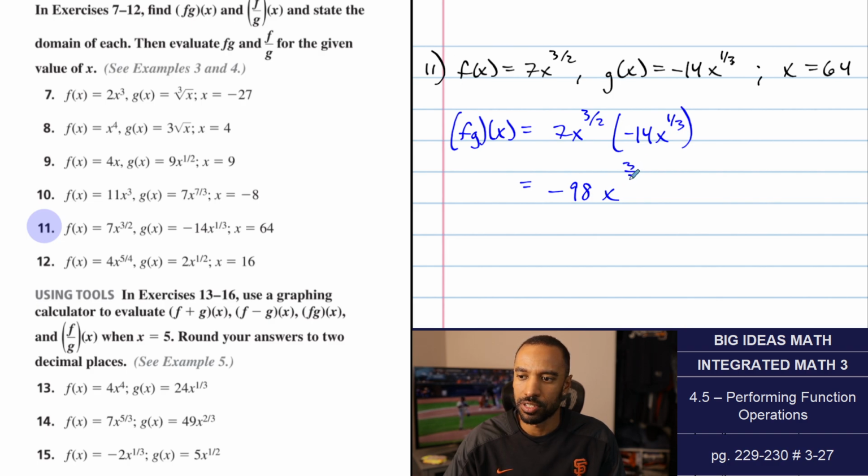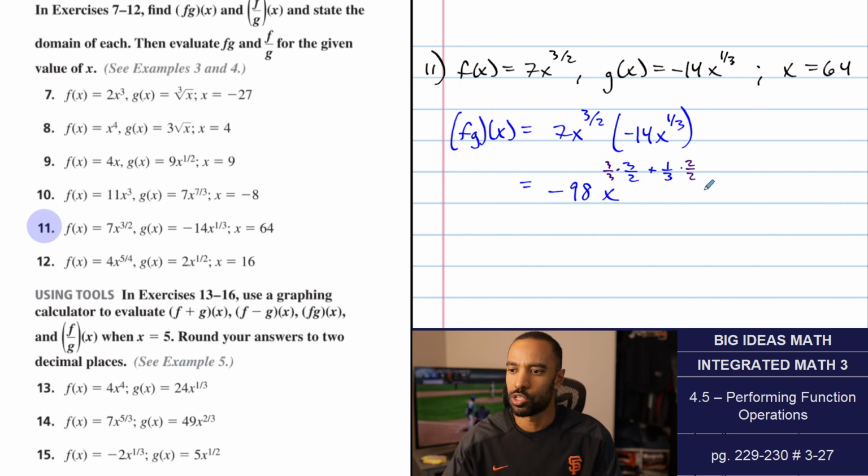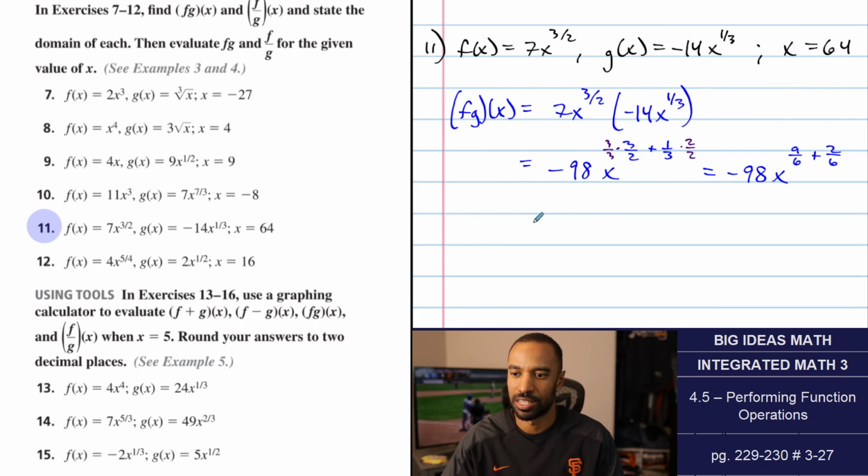We've got to do 3/2 plus 1/3. For common denominators' sake, we'll multiply this by, let's use a different color, 3 over 3, and this by 2 over 2, because we're going to do this for the subtraction one as well, right? We'll just do a subtraction of these, so we'll just keep these in mind. So this will be -98 times x to the 9/6 plus 2/6, which is 11/6. I have trouble saying that word. Sixths. -98 times x to the 11/6 power.